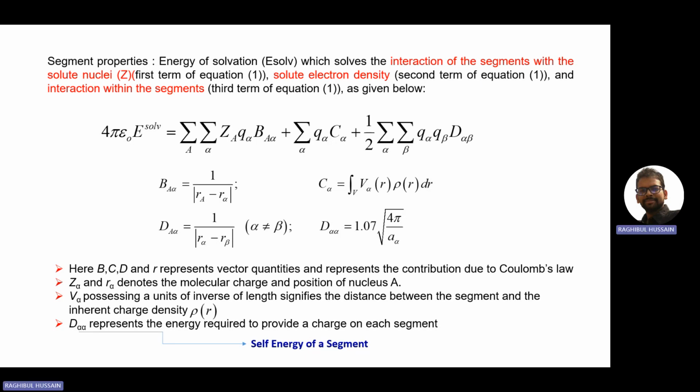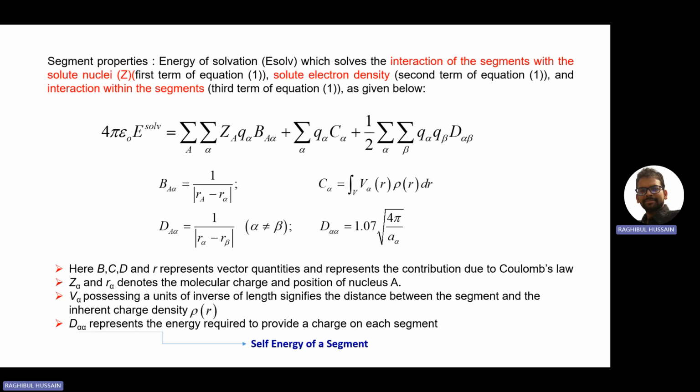Clear? So this is with nuclei, this is with solute electron density, this is within themselves. These are some expressions you don't need to worry about. As I told you, what is this C alpha? It is the integral of V alpha, where V alpha is the electric field of the solute. So it is a function of the electric field multiplied by the electron density. It's written here.